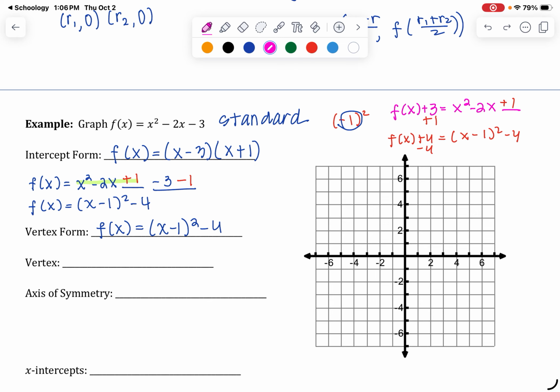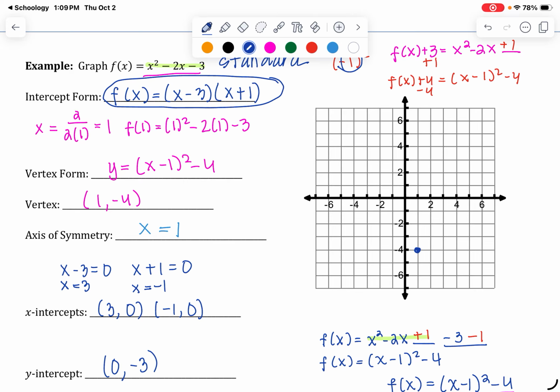So let's start with the vertex, okay? So the vertex was (1, negative 4). There she is, okay? Then we can draw on our axis of symmetry. The axis of symmetry is not part of the graph. It's a dashed line. I'm gonna do it in a different color. A dashed line going through that vertex.